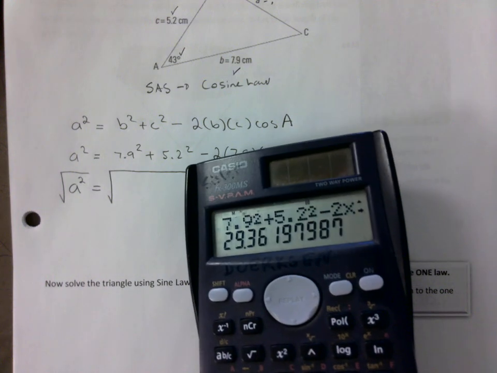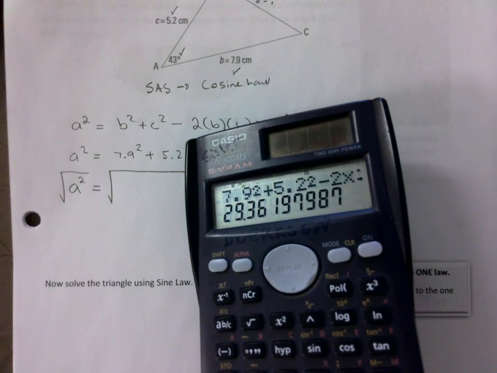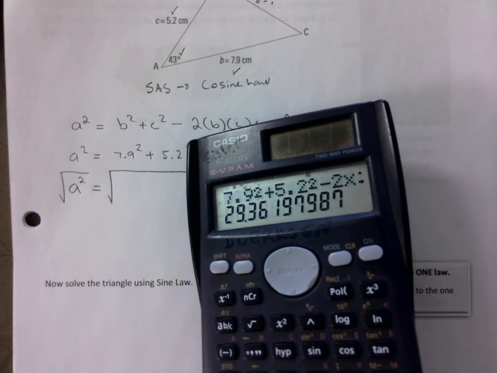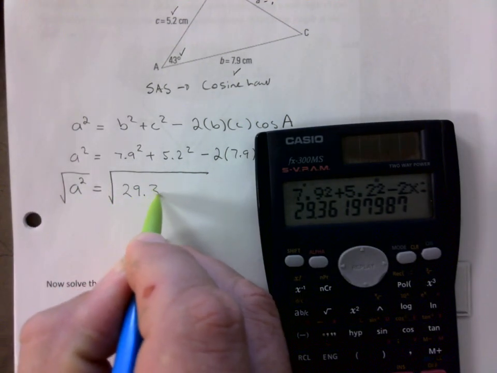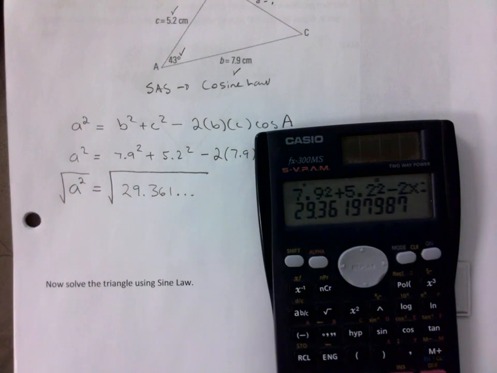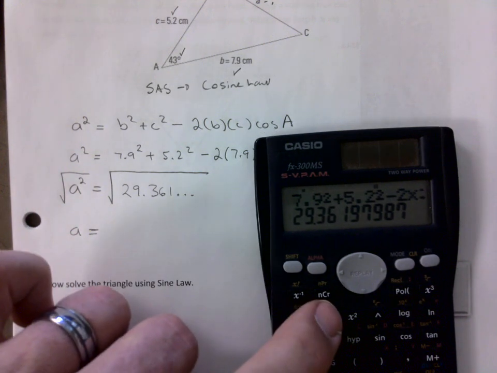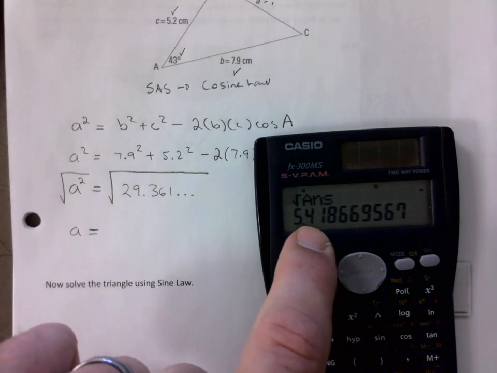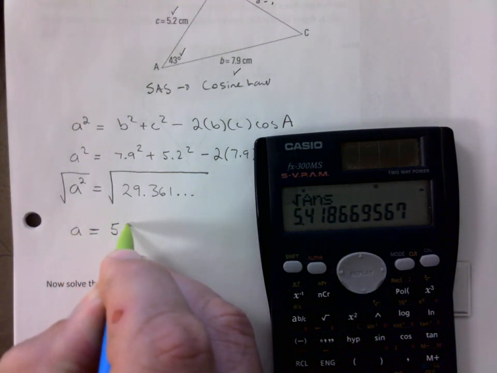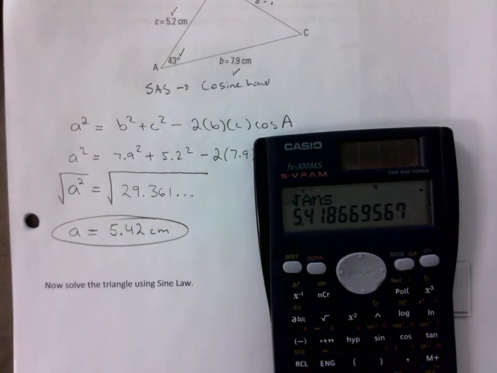And you get 29.361, and it keeps going, right? We're going to use 29, sorry. Did I say 23? 29. All of those decimals. Do not round just yet if you want full marks. Because there's something called rounding too soon or rounding early. Okay? So A is square root of that number you just got, which is 5.42. And that's in centimeters. That's your final answer.